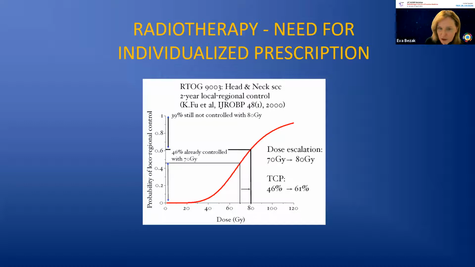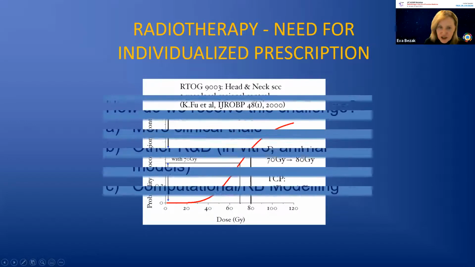But when you think about it, 46% of patients were already well controlled for their disease with the 70 gray dose. So by increasing the dose further, I am potentially only increasing their normal tissue complications. And nearly 40% of patients are still not controlled with 80 grays. So population-based TCP curves are good. However, they will not work for every single patient.